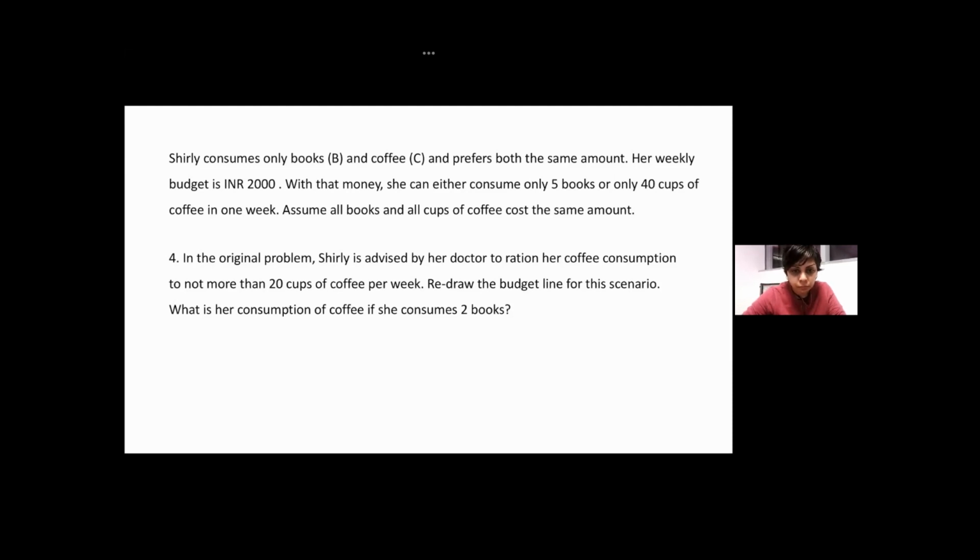Now I am just going to give you 2 minutes to think over this. This is the question. Tell me what happens in this scenario. You can draw it for yourself if you want. You can draw a picture of this budget line and post it in the messages. And the main thing is that now Shirley is constrained. Now she cannot drink more than 20 cups of coffee. So what happens in this scenario?